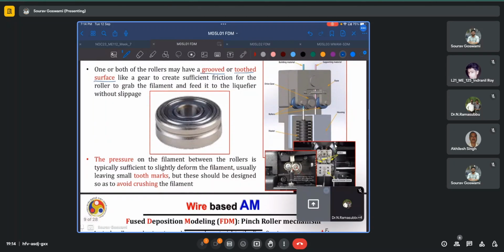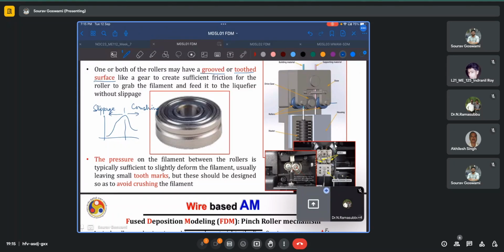And just like with every other process, even here the pressure should be optimum, so you can't go on increasing it linearly. Your pressure should be somewhere in the middle, so that there is sufficient grip. If I am on the left of this point, I will have slippage because of insufficient grip. And if I am on the right, maybe I'll crush the wire because of excessive loading. So we will have to maintain some moderate load.